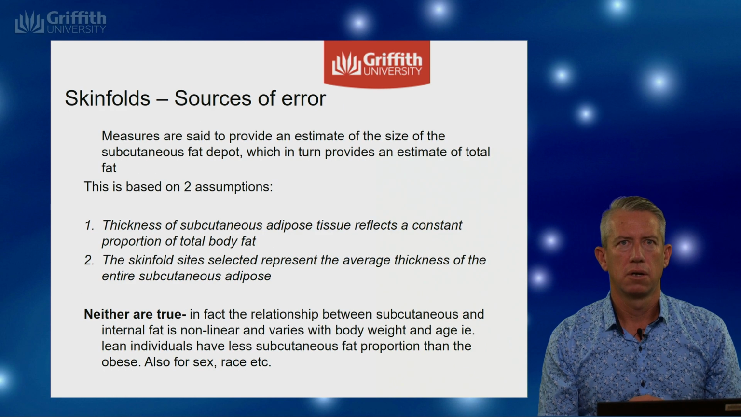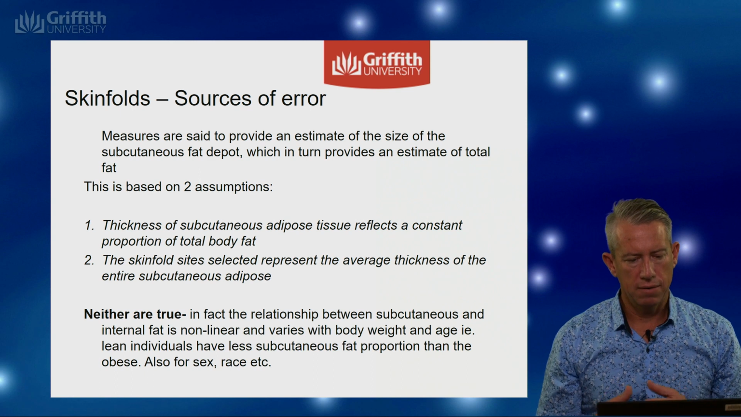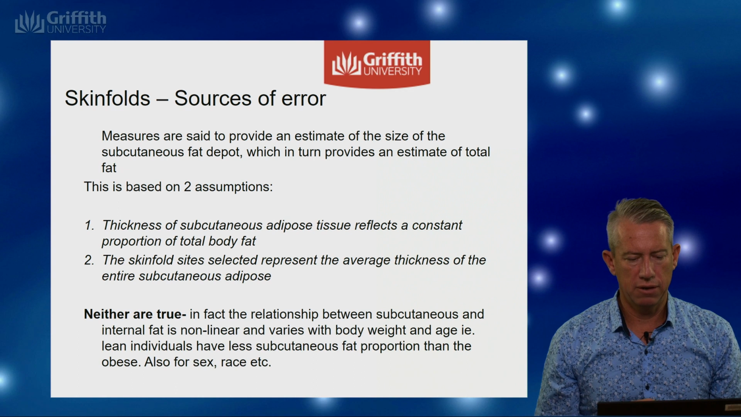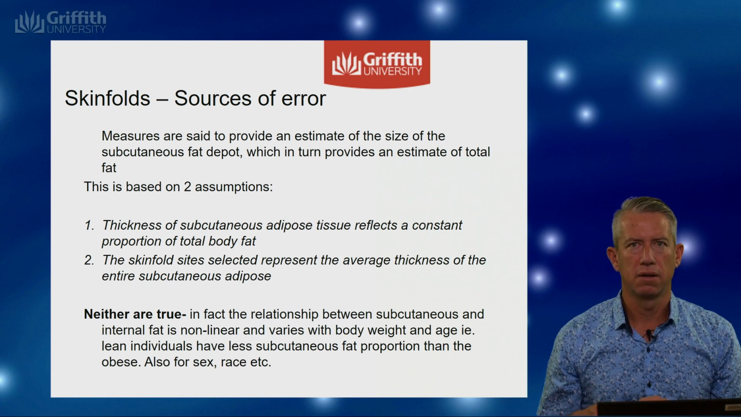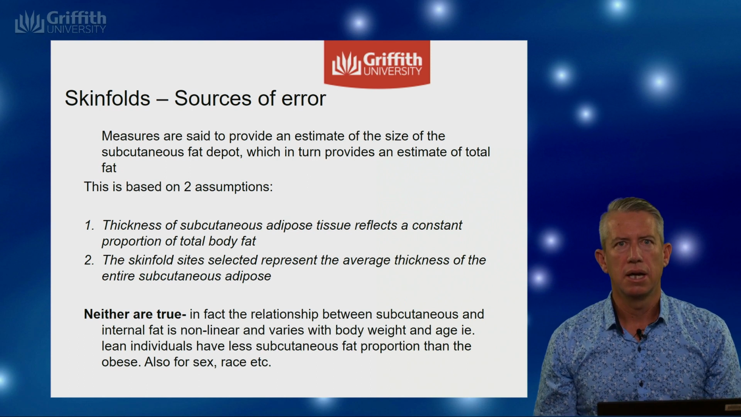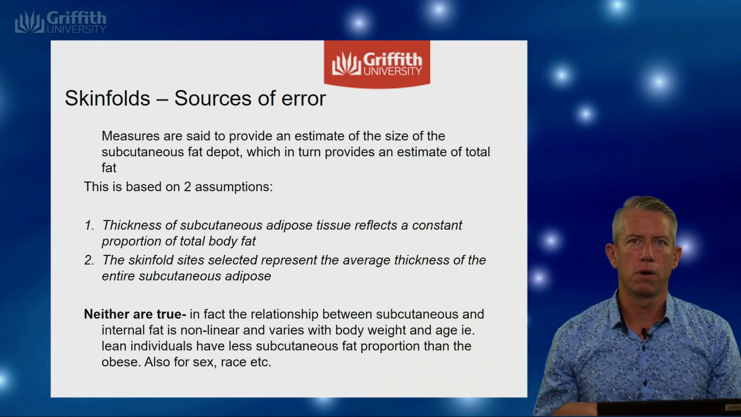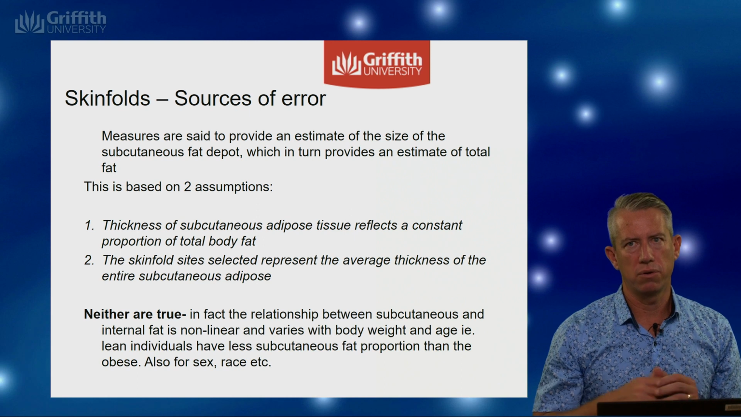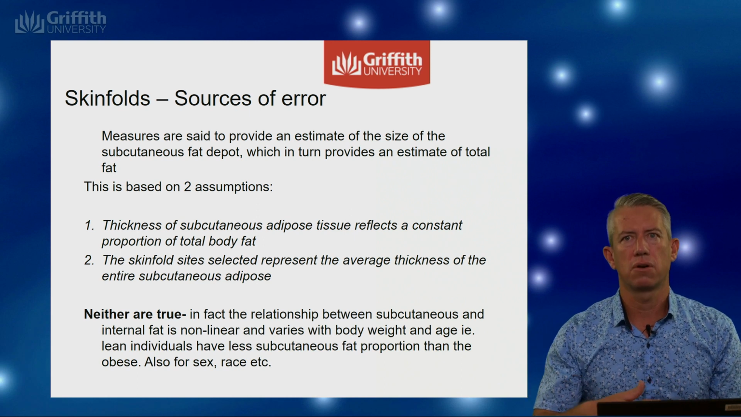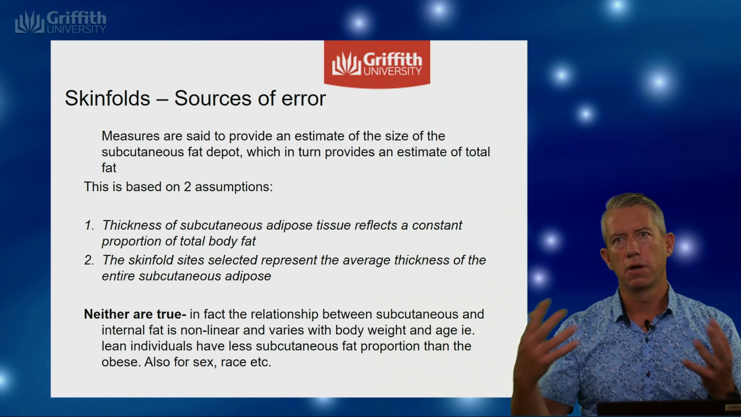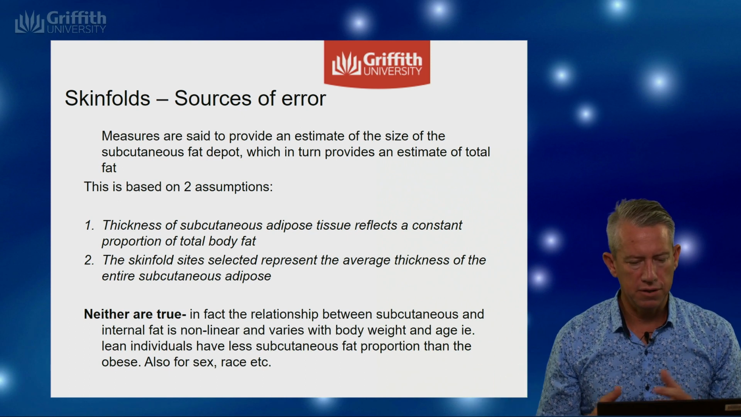In terms of error, there are 2 assumptions broadly with skin folding. That is that the thickness of the subcutaneous fat reflects a constant proportion of total body fat, and so that's an assumption. And that the skin fold site selected represents the average thickness for the entire subcutaneous tissue. So we've got an assumption that the tricep skin fold is reflective of other skin fold sites, and that the skin fold, or the subcutaneous fat, is reflective of the total body fat. And it says here neither are true.